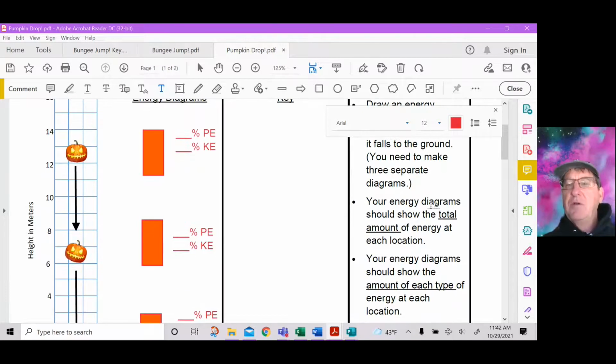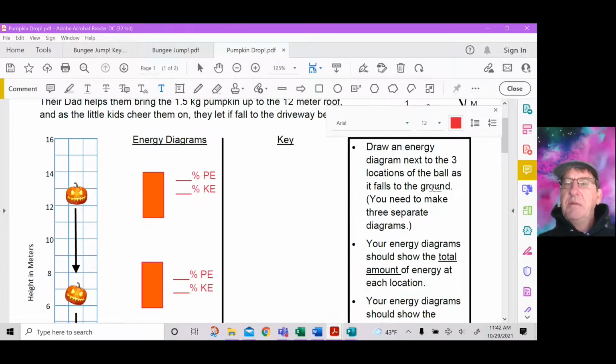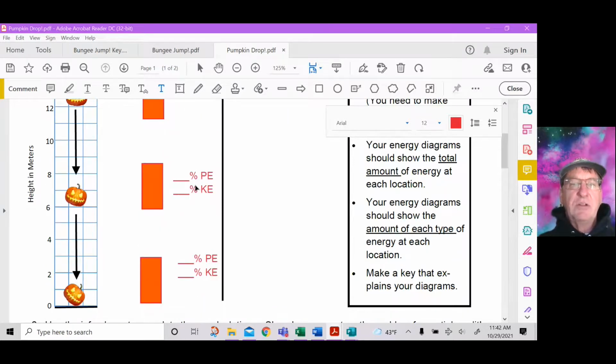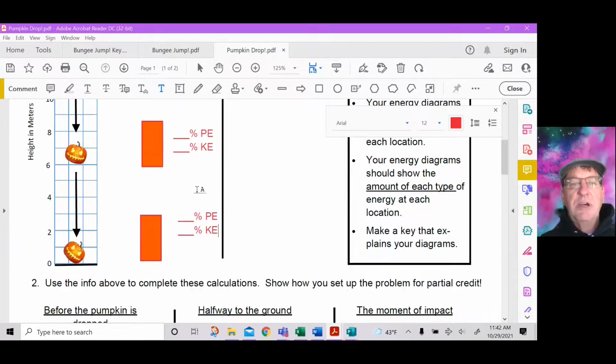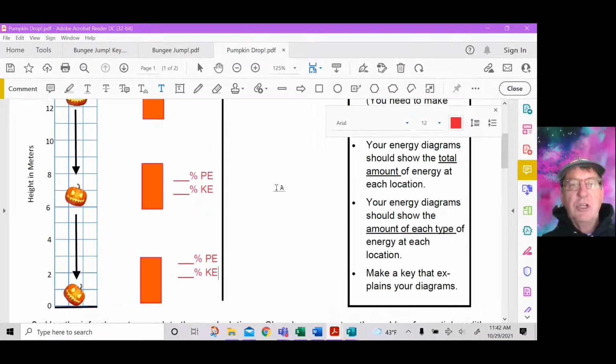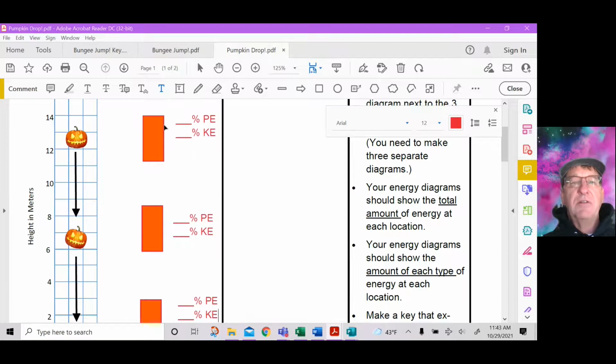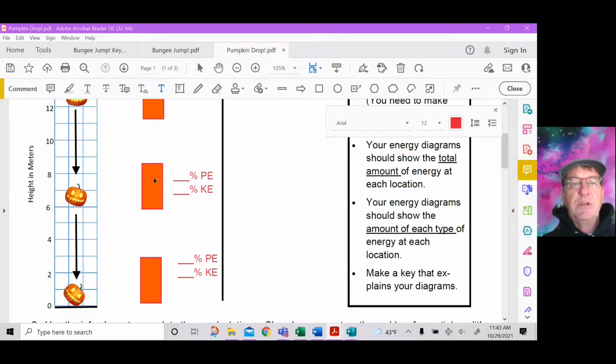So this is the physics of the fall. So let's see. I made 3 separate energy diagrams. They show the total amount of energy, and they also show that the total amount of energy did not change because of the law of conservation of energy. We can't create it or destroy it, so the total energy remains the same size. Your energy diagram should show the amount of each type of energy at each location. So this one is okay to start with as long as I label these correctly. But these other two need to be changed to show those energy conversions.